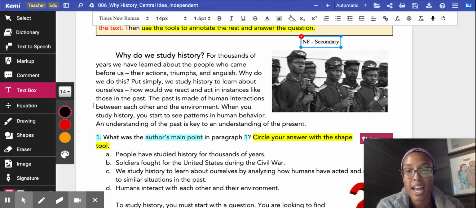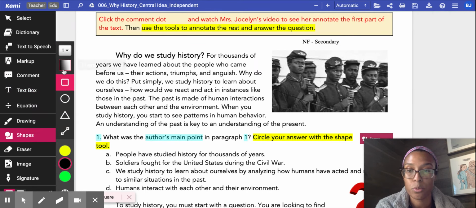I know the next thing I have to do is box my topic. So I'm going to go ahead and click the shape tool. I'm going to click the square, the rectangle. And I know that one word that describes this paragraph would be history. So I'm going to box history.